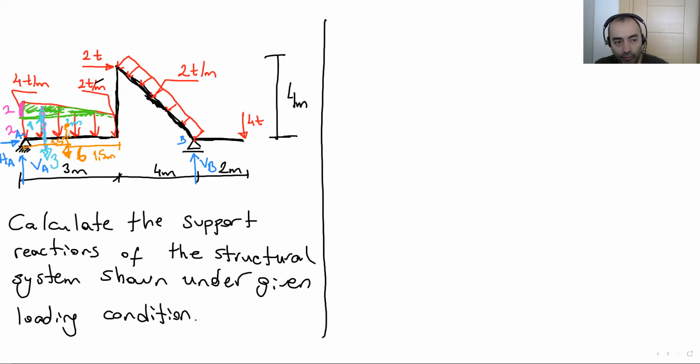Okay, is there any question so far? Is there any question regarding how we convert this trapeze loading to the concentrated load?